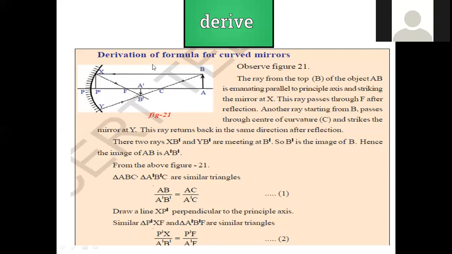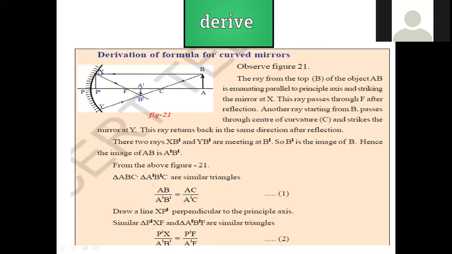And second is about XP prime. XP prime in the sense we are starting from this X, and P prime was taken here on the principal axis, right? So this distance is exactly equal to AB. This distance is exactly equal to A prime B prime. So based on that, we are going to again apply the mathematical fundamental, delta P prime XF.